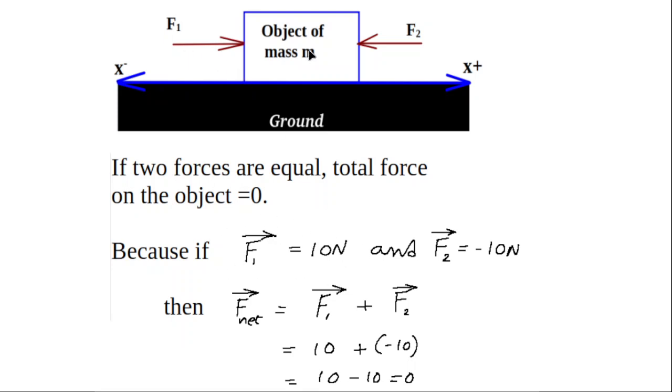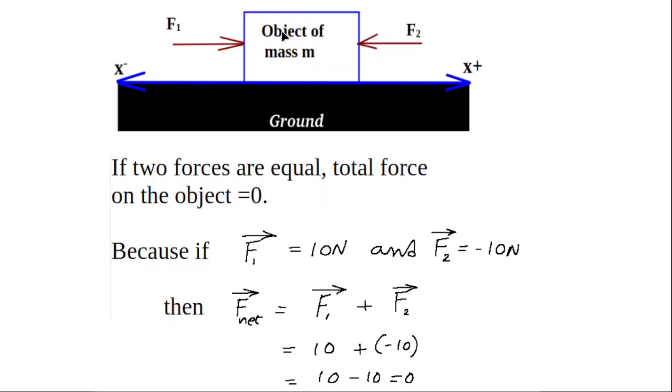Why? Because F1 is along the plus x axis, F2 is along the minus x axis, therefore F2 is equal to minus 10, F1 is equal to 10 newtons. So the total force on the object is F1 plus F2. 10 plus minus 10, so 10 minus 10 is equal to 0. So the total force on the object is 0.